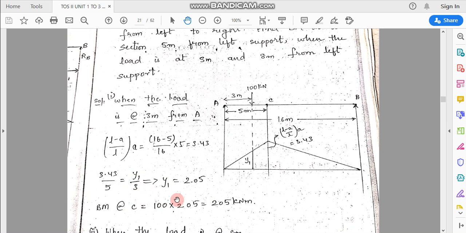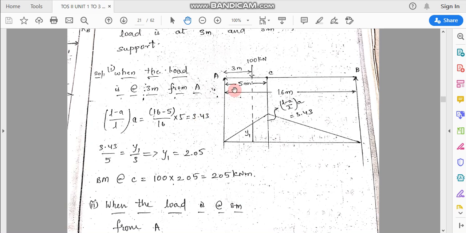So bending moment at C is nothing but simply force into ordinate. Since it is a point load, we go for force into ordinate. If it is a UDL, we'll go for total intensity of UDL into area of the trapezoid. So this is how we calculate your bending moment when the load is at 3 meters.